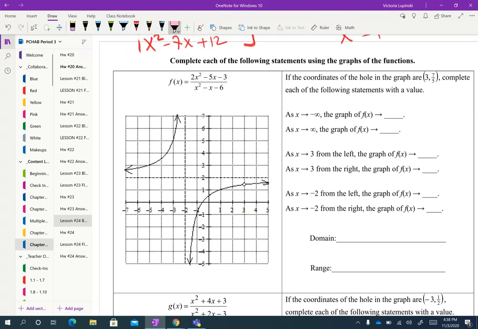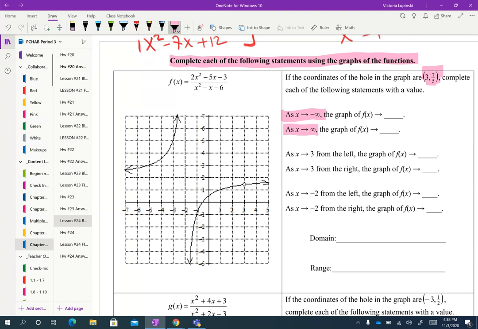So you're going to complete each of the following statements using the graph of the function. What we're doing here is we're trying to find some values as x is approaching various things. We want to think about where the y values are approaching. Now, I didn't just pick these values at random. So here's my equation, 2x squared minus 5x minus 3 divided by... I'm going to keep all that in mind about how the graph would be created. They're telling you that the coordinate of the hole is 3/7. And then they're asking you to find the following.